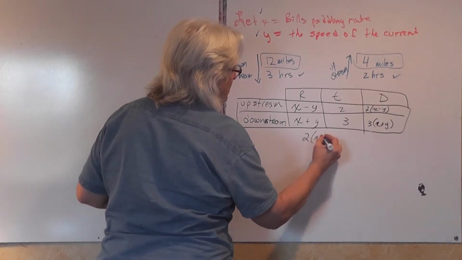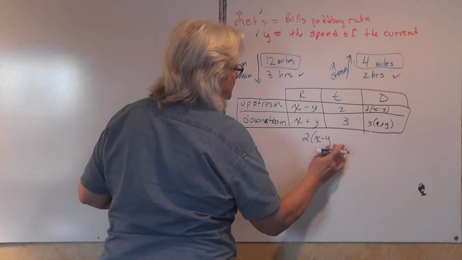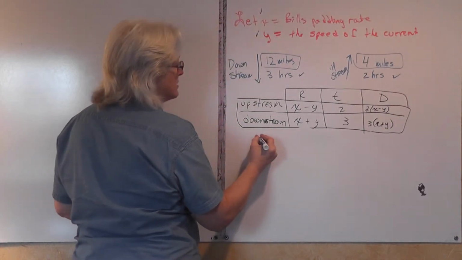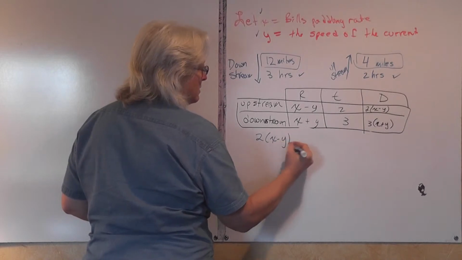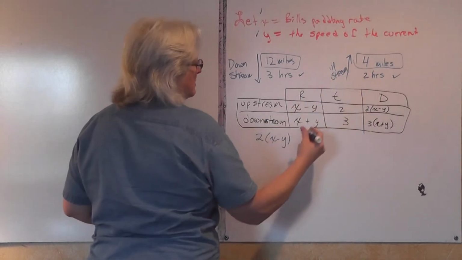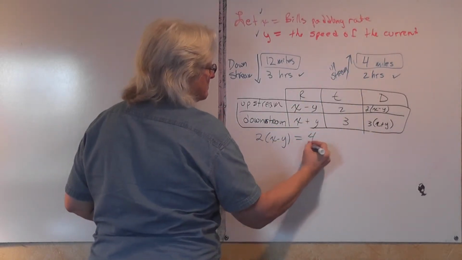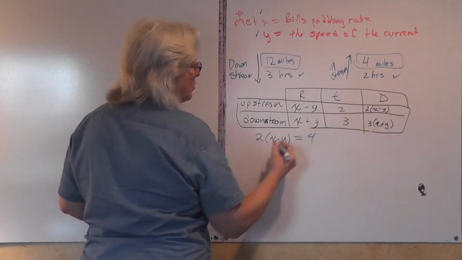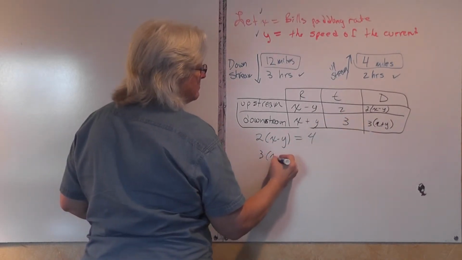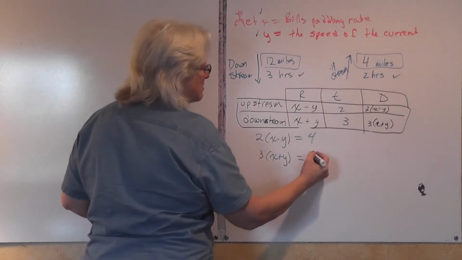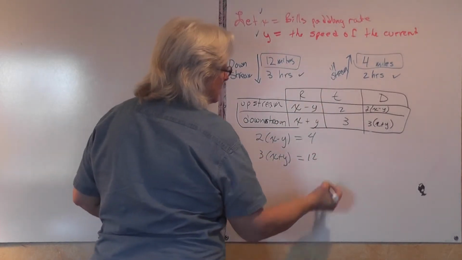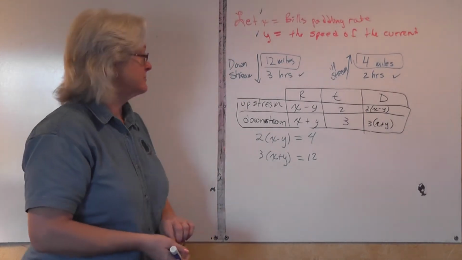So we have 2 times the quantity x minus y is equal to the distance that he traveled upstream, 4 miles. 3 times the quantity x plus y is equal to the distance that he traveled downstream, which is 12 miles.